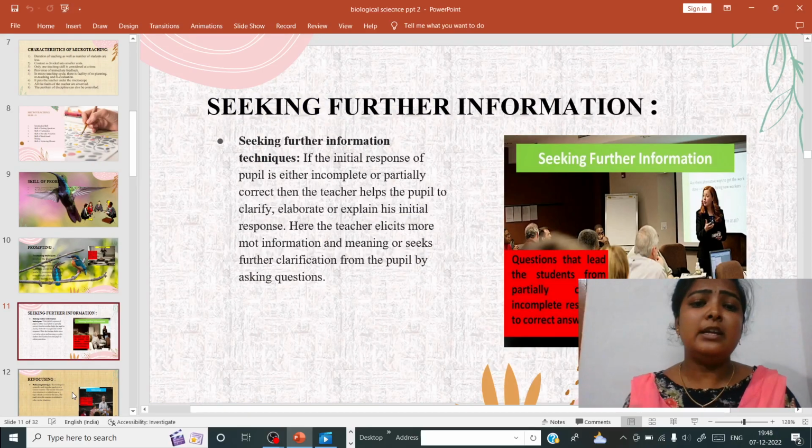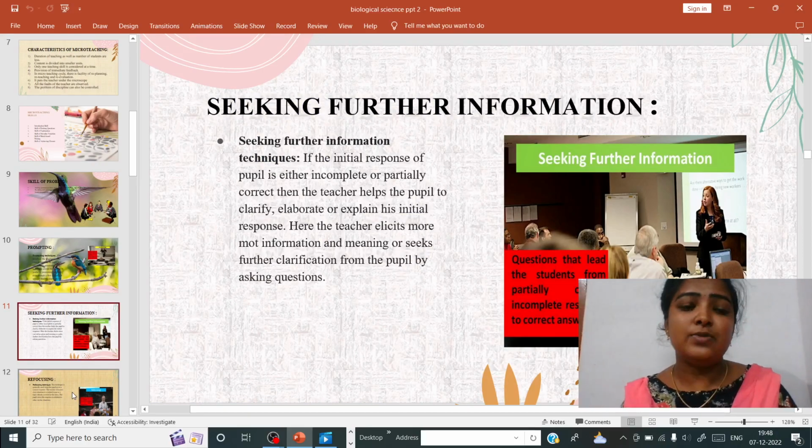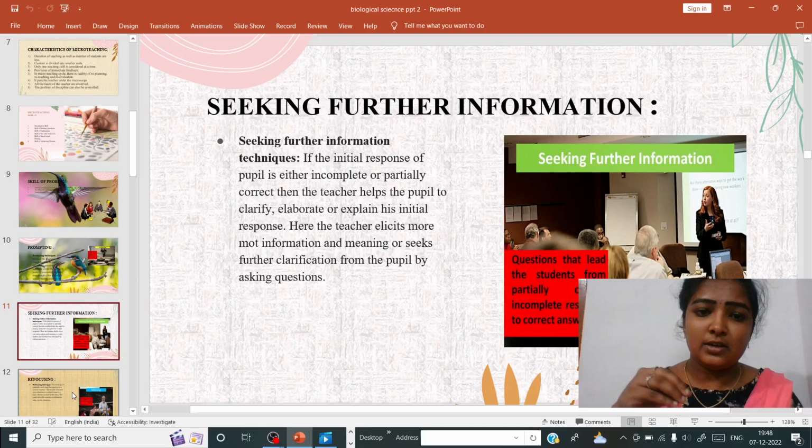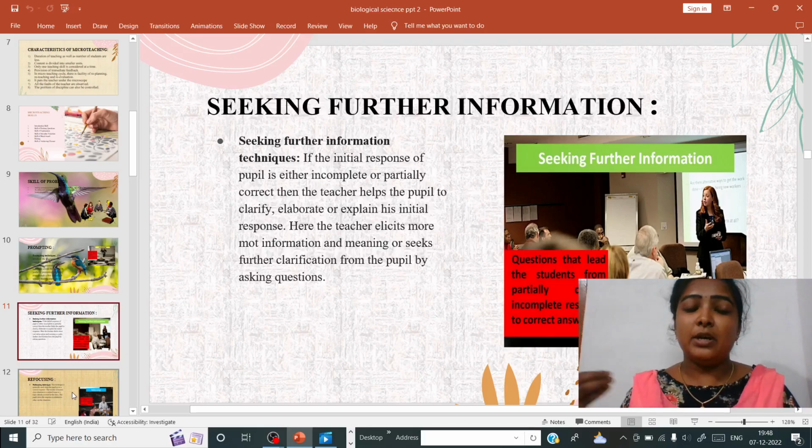When the students' response is either incomplete or only partially correct, the teacher has to help the pupil clarify the doubt, and has to elaborate or explain his initial response. That is nothing but seeking further information.